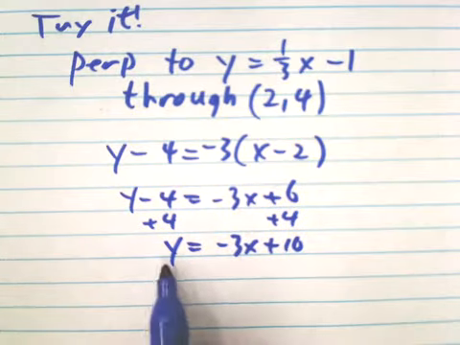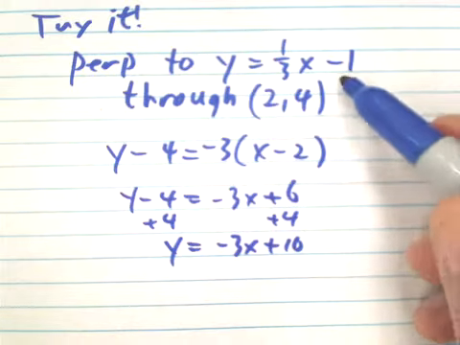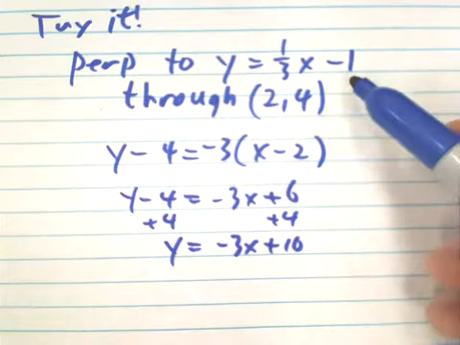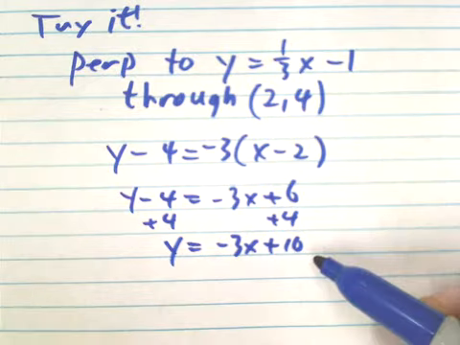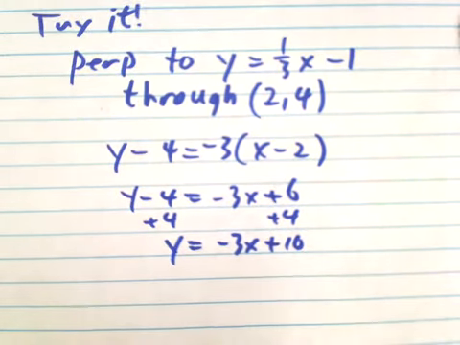Okay, so if I graph these two lines, y equals negative 3x plus 10, and y equals 1/3 x minus 1. This line will go through the point (2, 4), and the two lines that I graphed will be perpendicular to each other. It's almost magic.